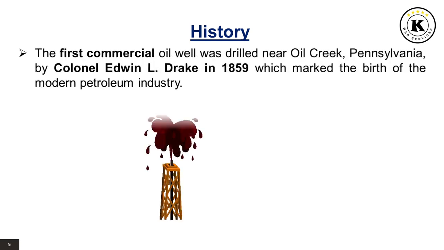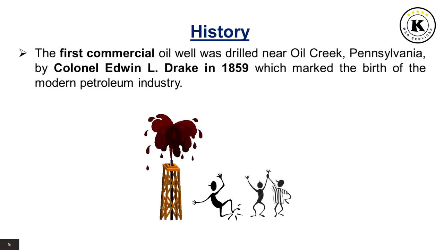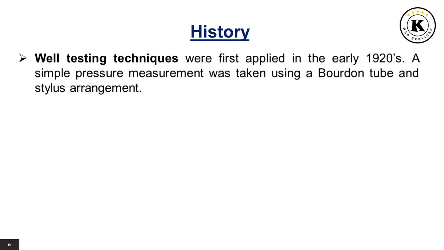The first commercial oil well was drilled near Oil Creek, Pennsylvania, by Colonel Edwin L. Drake in 1859, which marked the birth of the modern petroleum industry. Well testing techniques were first applied in the early 1920s. A simple pressure measurement was taken using a Borden tube and stylus arrangement.